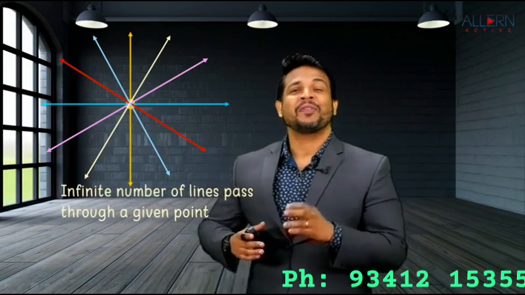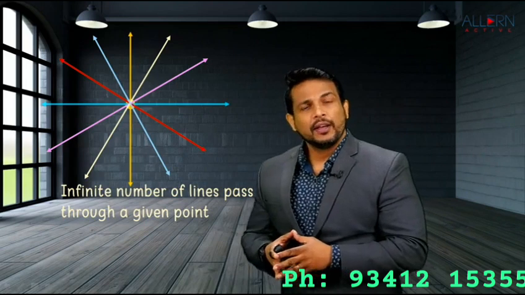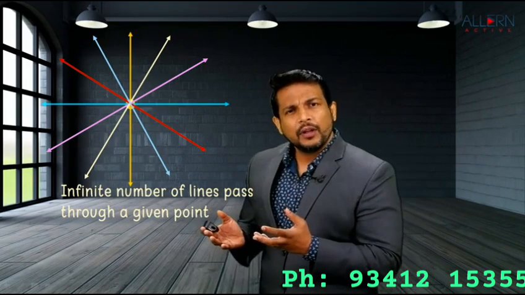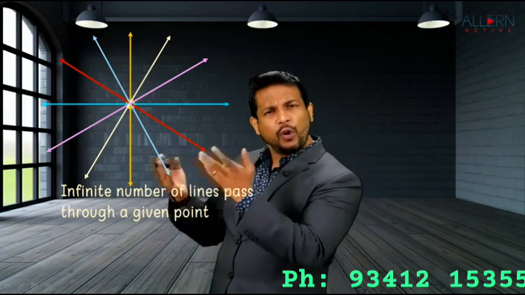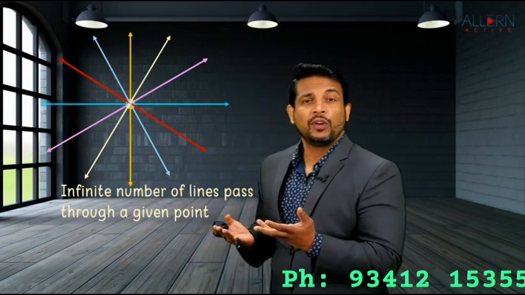Observe. 1, 2, 3, 4, 5, 6. How many? You can't count. It can be infinite. So what statement can we make in English? We can make a statement that infinite number of lines pass through a given point. Now for making this statement, do we require any proof? No. We just saw it and we accepted it. Yes, it is true. Right?